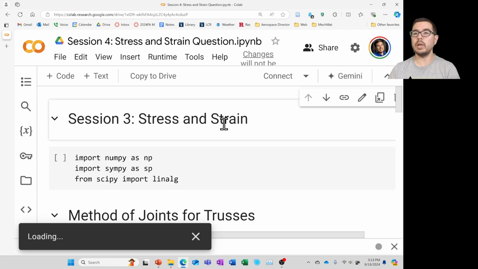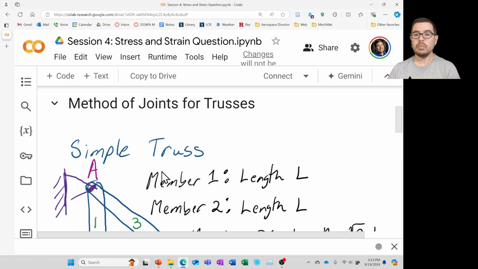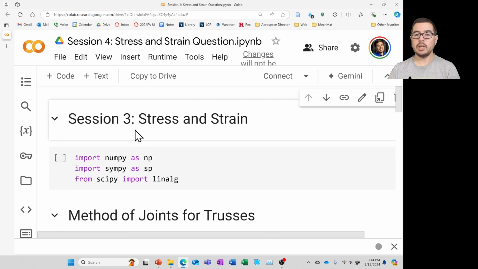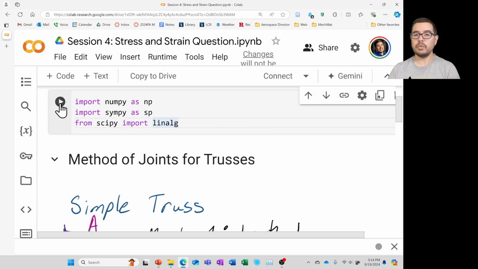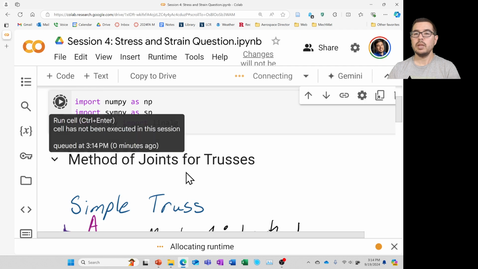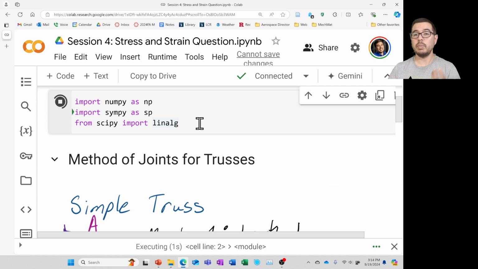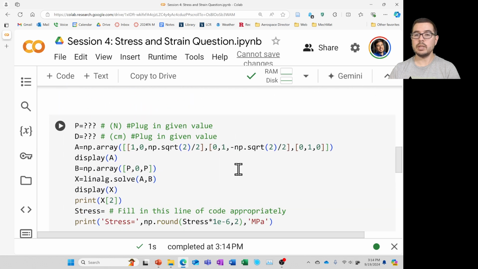We open the Colab and we see that this should be saying session 4, not 3. Anyway, it says session 4. Whatever, I got distracted. But let's go ahead and run this first cell. So it loads the appropriate libraries. And in this problem, we need linear algebra and we need NumPy. Okay, so linear algebra can come from SciPy. And there's just a screenshot of the system in question.